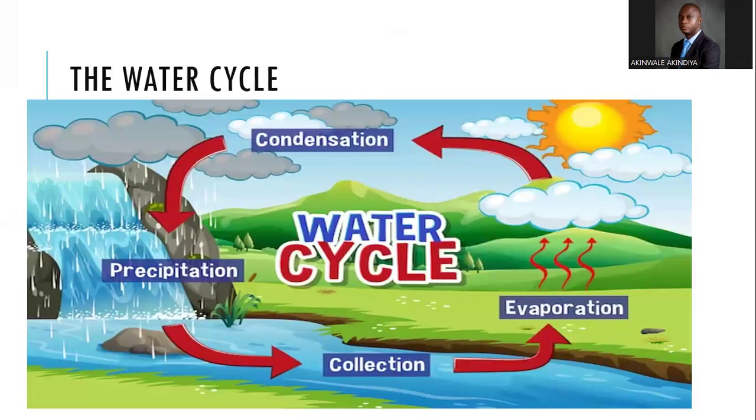So you can see the water cycle, all right? You can see the sun evaporating the water. So you have the sun heating the water body and causing it to evaporate, and the gas then condenses. So condensation finally leads to precipitation in the form of rain or snow.